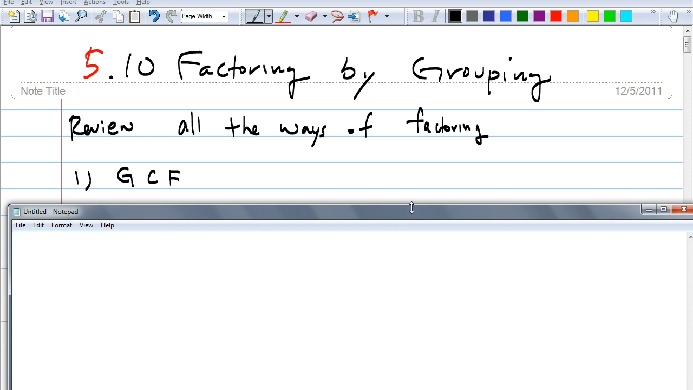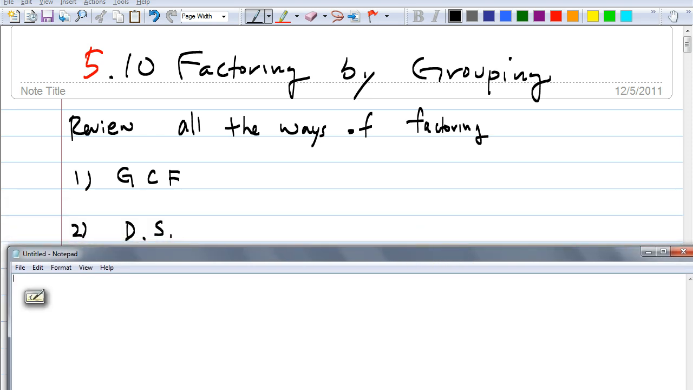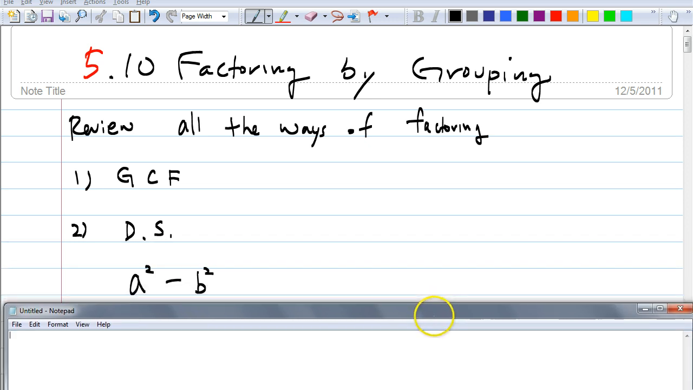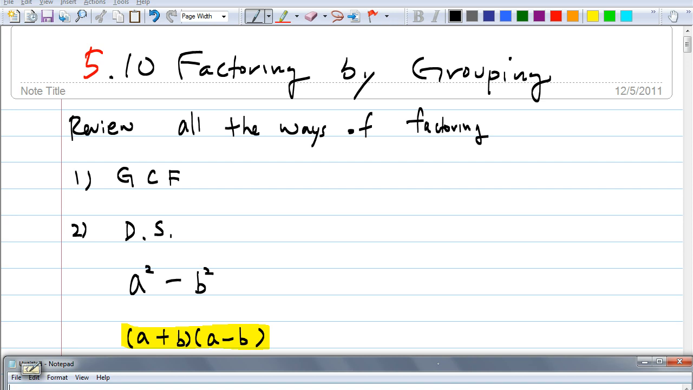What's another method that we learned so far? This one was sort of easy because it only had two terms. Yes? Difference of squares is exactly right. This one was sort of easy to identify, wasn't it? It looked like a squared minus b squared. You guys remember that? And we know how to factor this. It becomes a plus b times a minus b. Right? What was the third method that we learned?